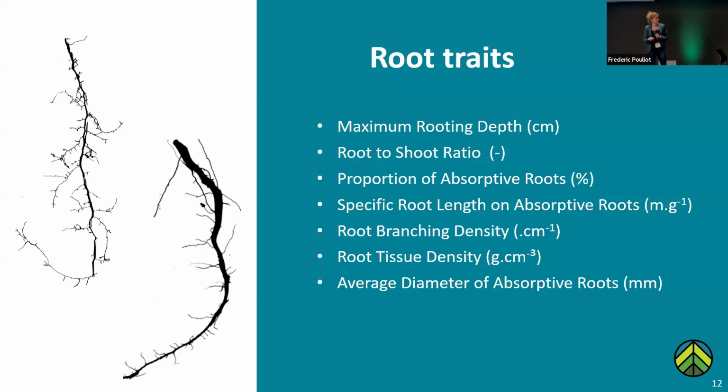A second trait that we studied is root branching density. Root branching density represents how much the root is ramified, so it has to do with the volume of soil that the plant is able to explore.